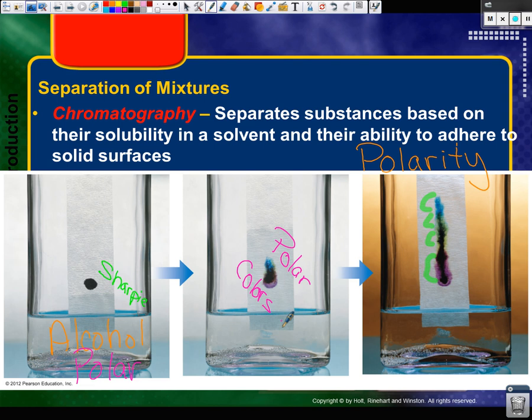Why does purple only go so far? And then you see the yellow, and then you see the green, and then you see the blue. Why are they separated into different intervals? Since they're different, you told me that colors are molecules. Is each color a different molecule? So is each color a different polarity? Yes. Okay, so are some stronger than others? Yes.